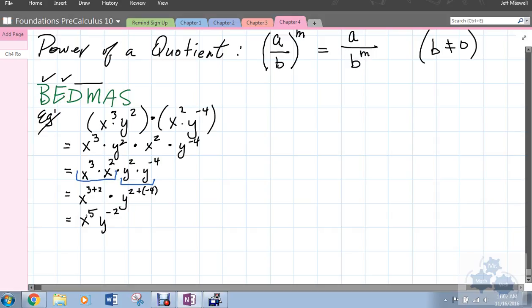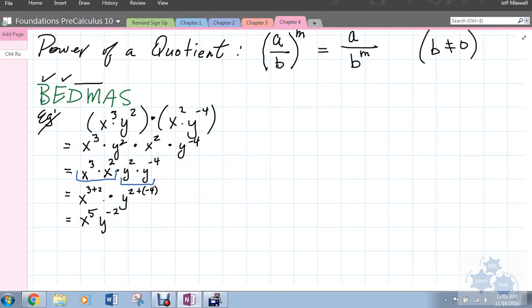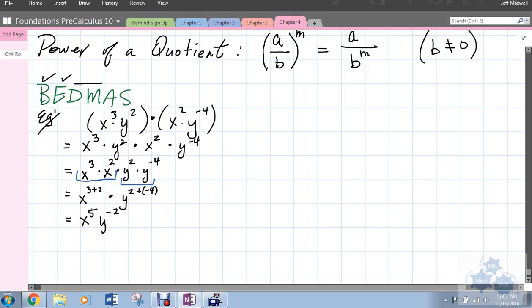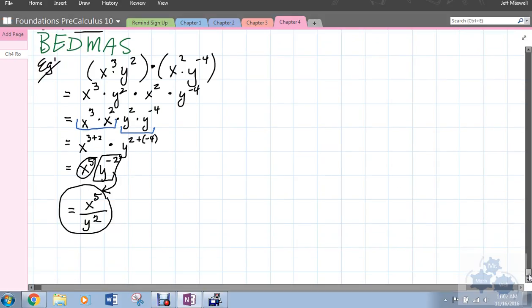And how would I get rid of this negative exponent? What would I have to do to show that as positive? Reciprocal. Yes, reciprocal is the word. Now, I don't have to do anything with this one. But this one right here, I'm going to bring down into the denominator. So this is going to become x to the 5th divided by y squared. And there is your simplified answer.